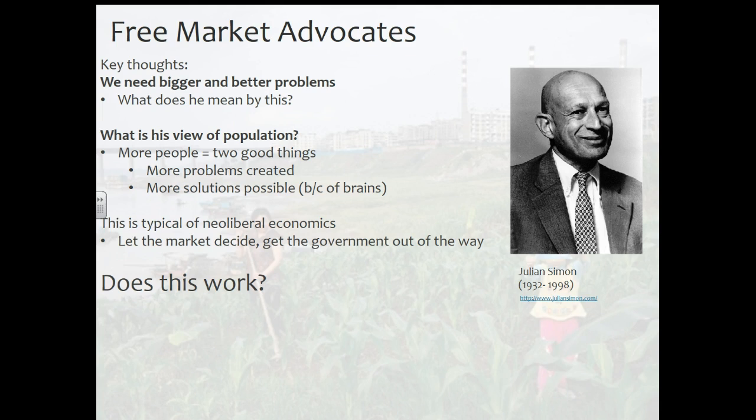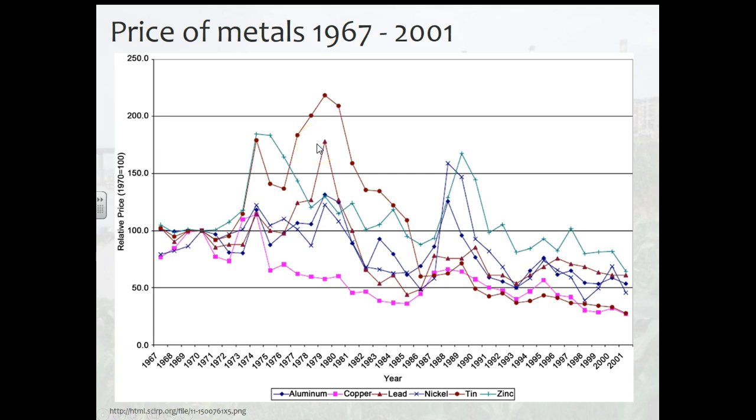So the question is, you wonder, does this really work? As we use more and more of something, does that thing become cheaper? So let's look at a little bit of data. This is a very busy chart, but really what I want you to see is the general trend here. So this is the price of a bunch of important metals from 1967 to 2001. So we have aluminum, copper, lead, nickel, tin, and zinc, all very important metals.